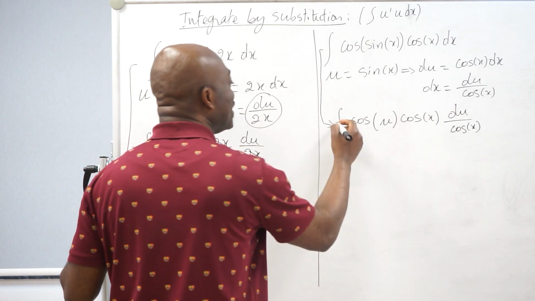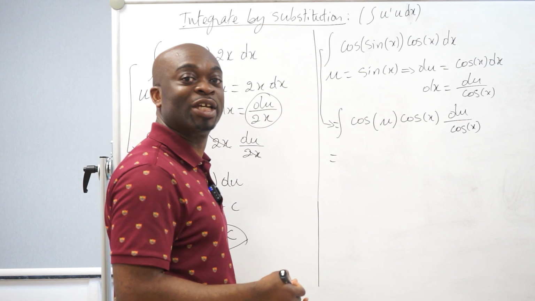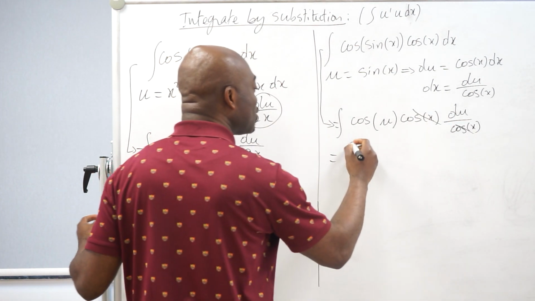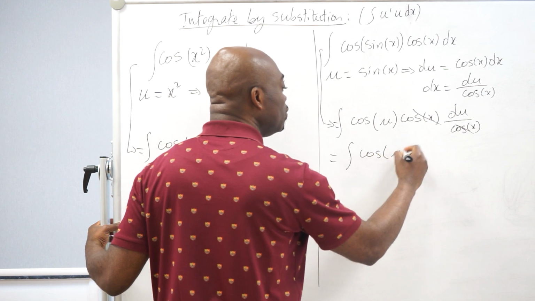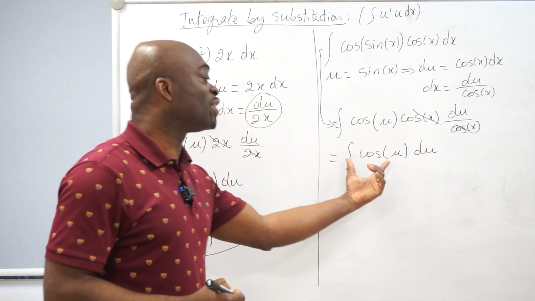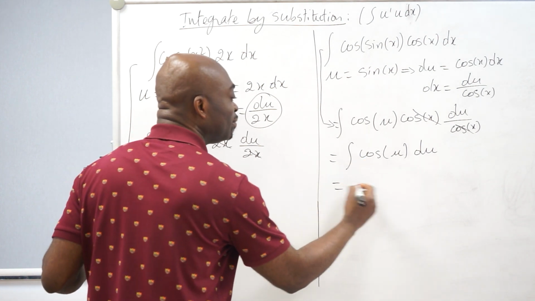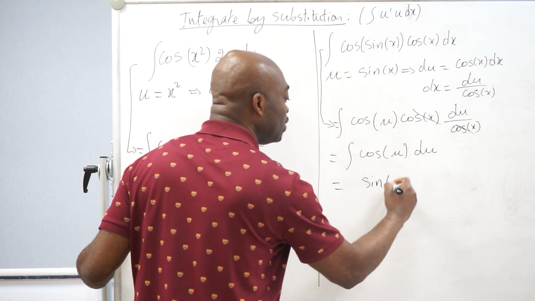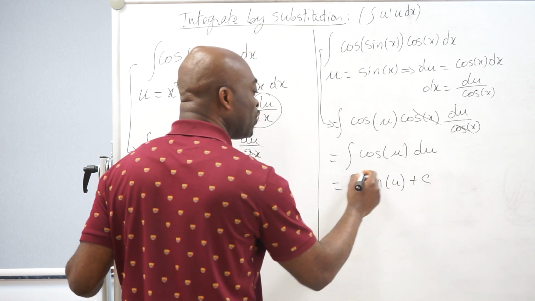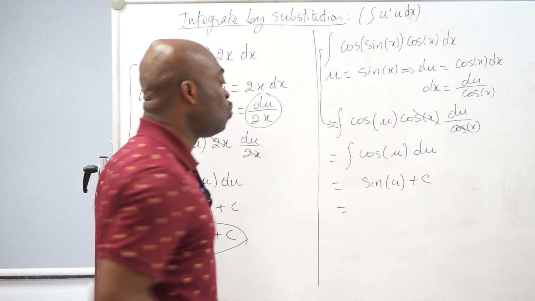Once we get to that part, what's going to happen? Can we simplify anything? Because you always have to look into simplifying something. We can simplify these two. So that gives us cosine of u du. And what is now the integral of cosine of u? It is the same thing as sine of u. And then we say plus c. Let's not forget about that. Plus c.